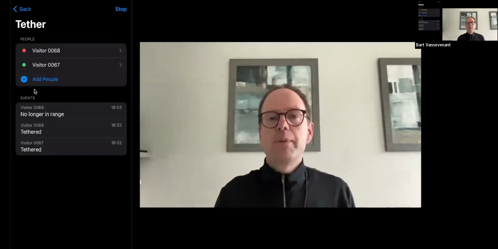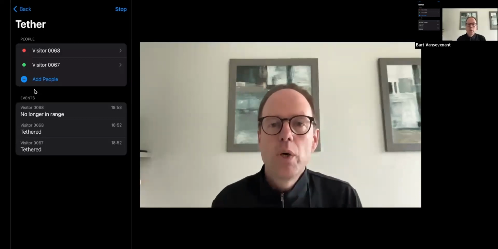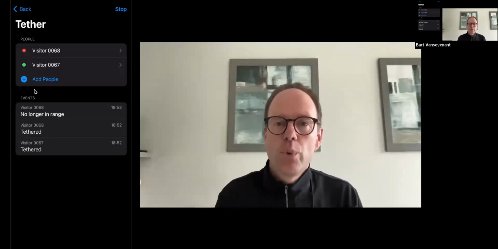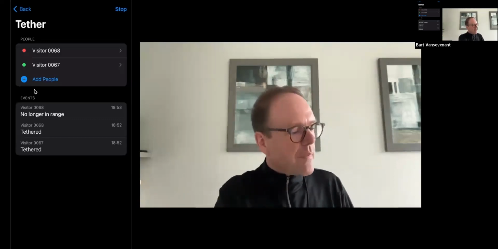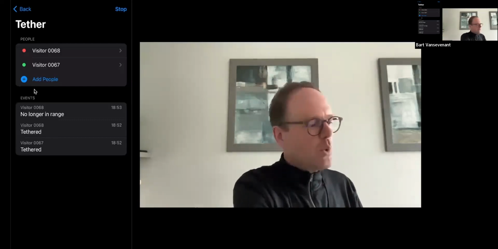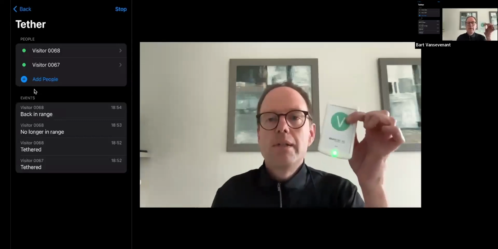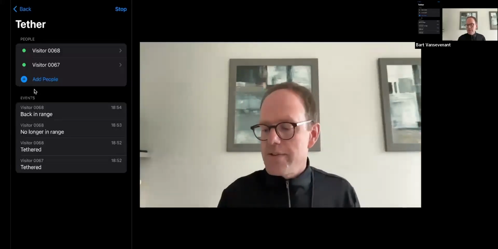The same is happening on the badge holder of that visitor that wandered away from the host. So that badge holder is also indicating a red blinking light, showing to everyone around that something's wrong and that visitor has left the group. I'm going to take the badge holder back out of the box, and you can see both the badge holder of this visitor and mine are back to green. So the visitor has returned.